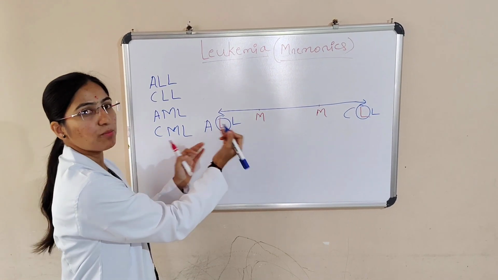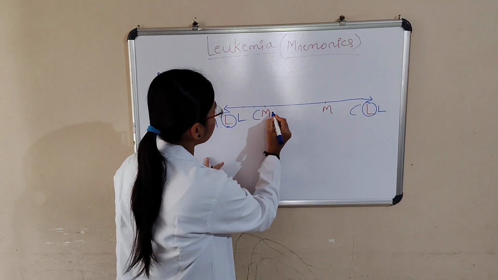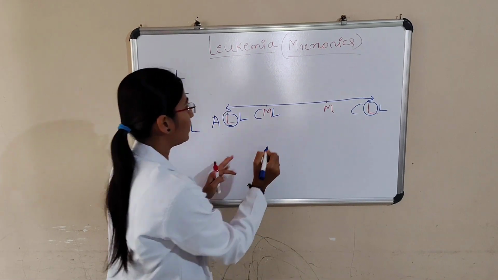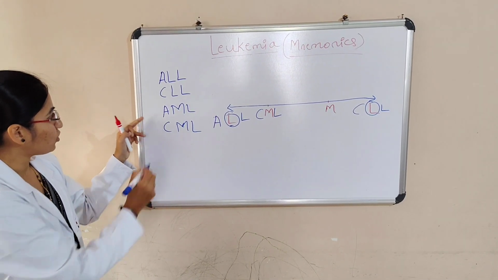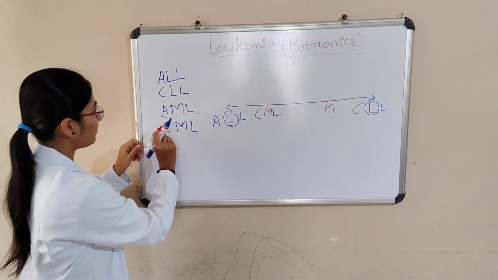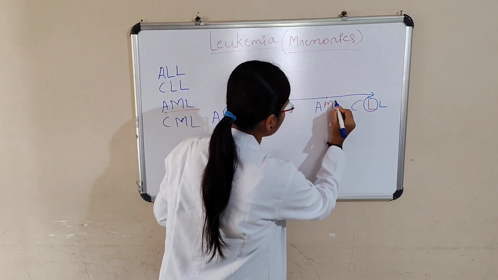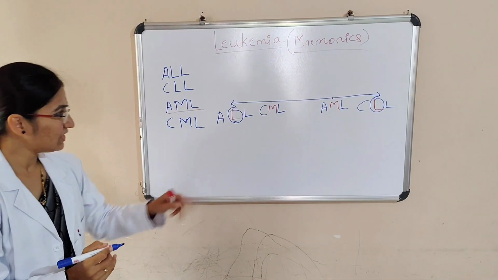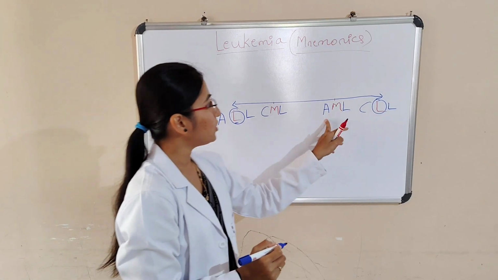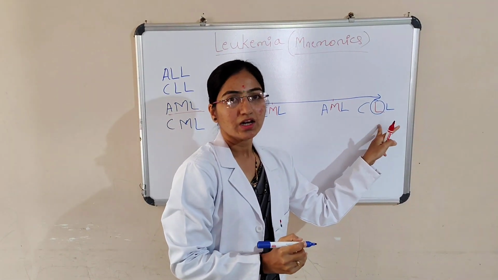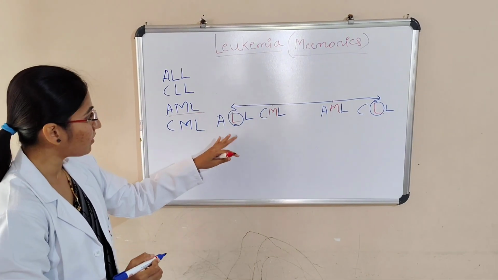What is the opposite of acute? That is chronic. Chronic myeloid leukemia. And then which one is remaining? Of course, this one is remaining. So I will put here AML. Here it is acute lymphoid leukemia, chronic myeloid leukemia, acute myeloid leukemia, chronic lymphoid leukemia. This is just a graph to remember.